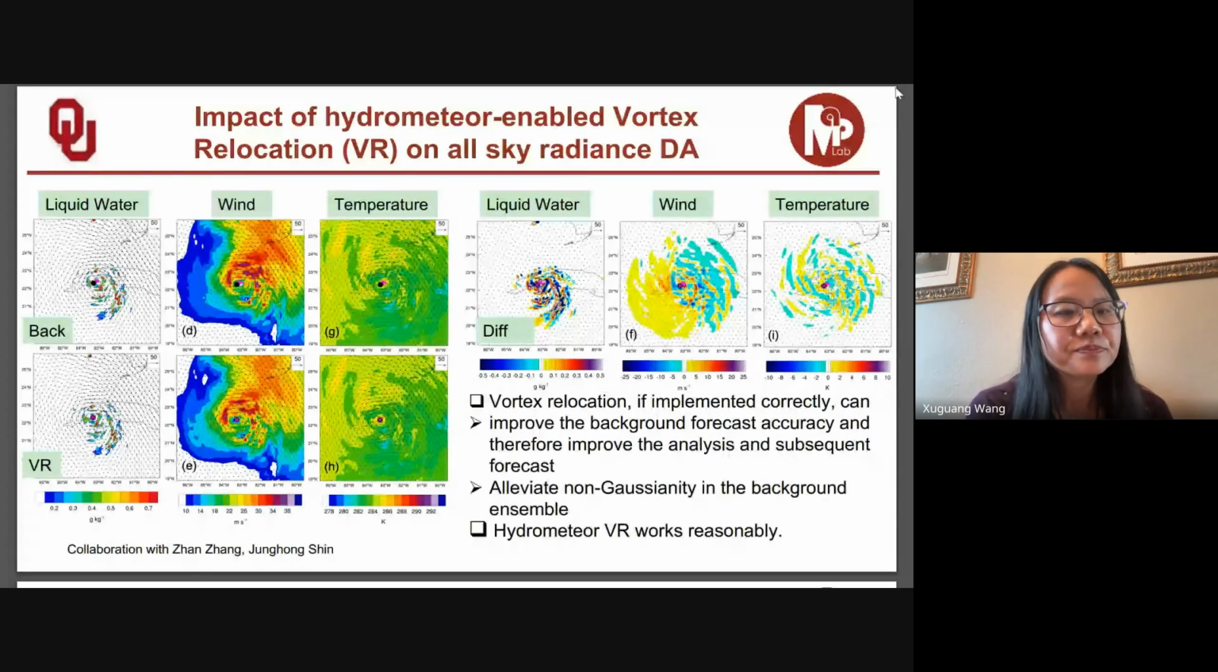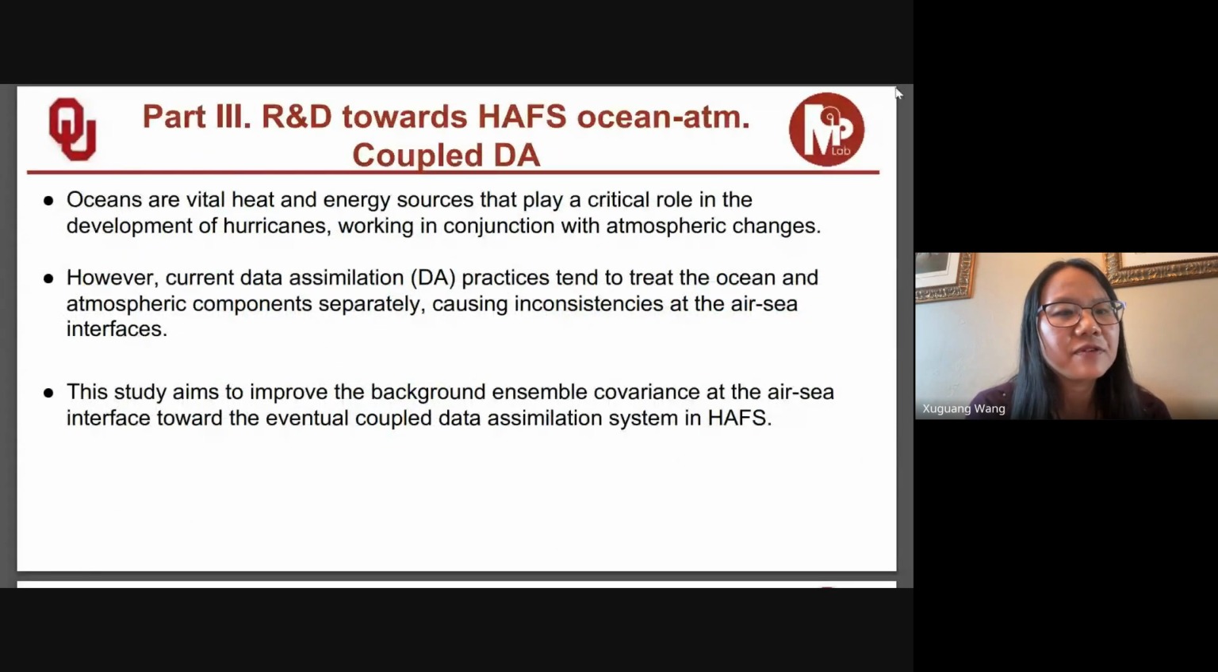Next, please. This is my last topic, efforts toward HAFS coupled ocean-atmosphere DA. The current DA practices tend to treat the ocean DA and atmospheric DA separately. It will cause inconsistencies at the air-sea interface. So there are many challenges to actually achieve the eventual coupled DA for HAFS. This study focuses on addressing how to improve the background ensemble at the air-sea interface first.